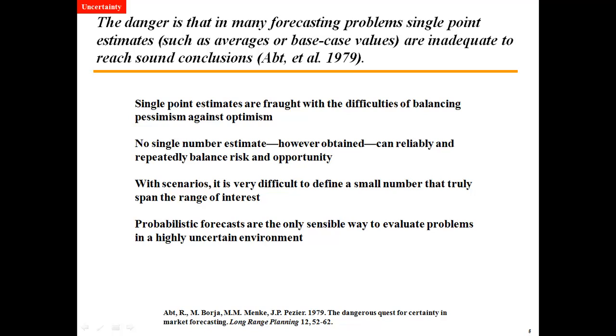Single point estimates are fraught with difficulties of balancing pessimism against optimism, and there's no single point estimate, however obtained, that can reliably and repeatedly balance risk and opportunity. With scenarios, it's difficult to find the small number that truly span the range of interest. But probabilistic forecasting is really the only sensible way to evaluate problems when you have uncertainty. And most decisions have uncertainty because decisions are made for events that are going to unfold in the future, and hence they are uncertain.